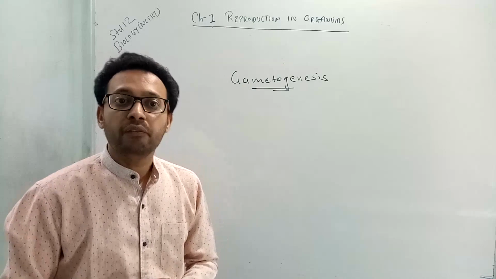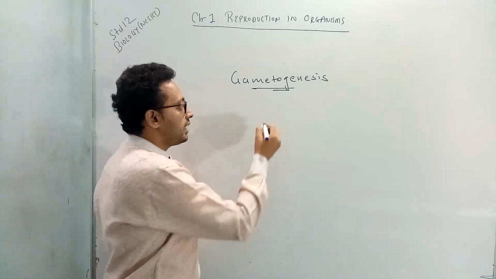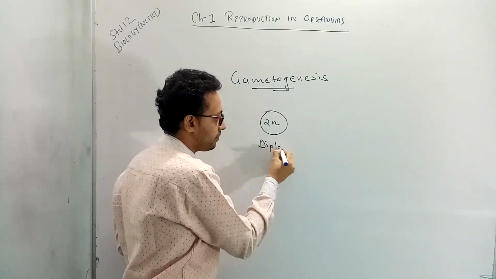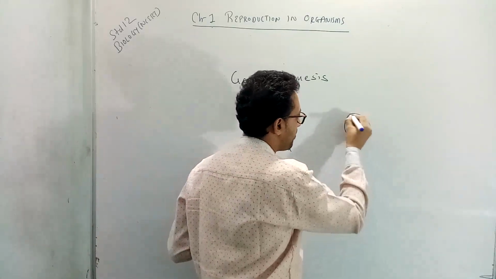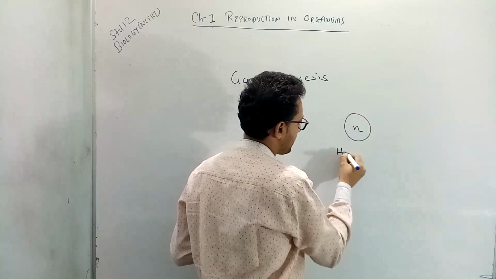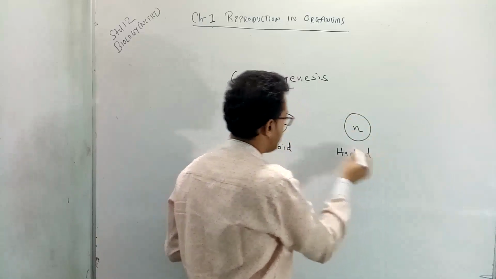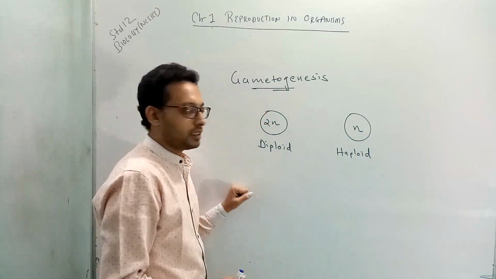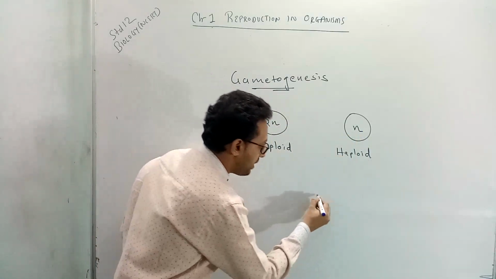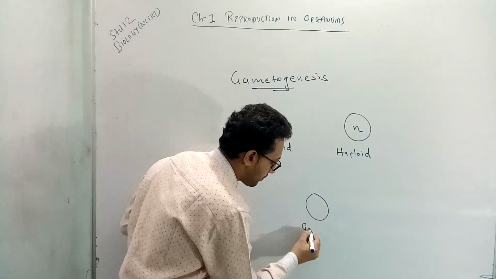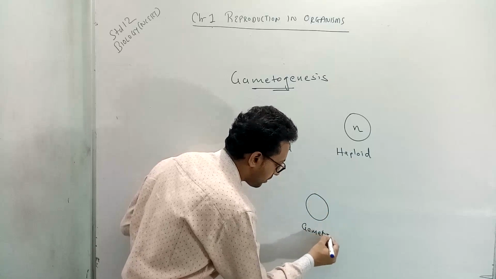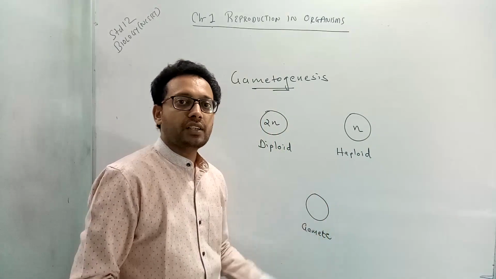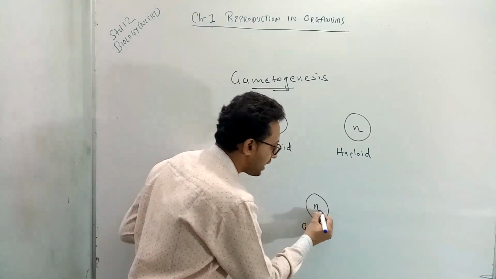The living organism which is capable of producing a gamete can be either diploid, means 2n, or it may be haploid, means n. The living organism might be diploid or it may be haploid. They are capable of producing a gamete. Suppose assume that this is a gamete. You know the characteristic of gamete, what we have learned at the starting of the lecture. Gametes are always haploid.